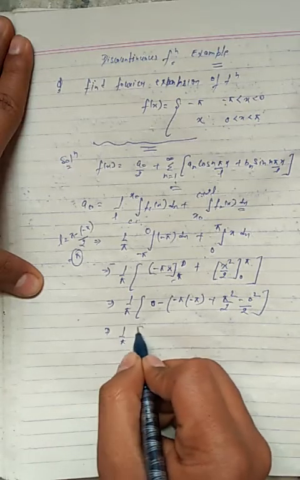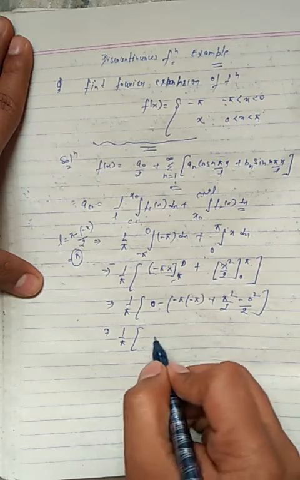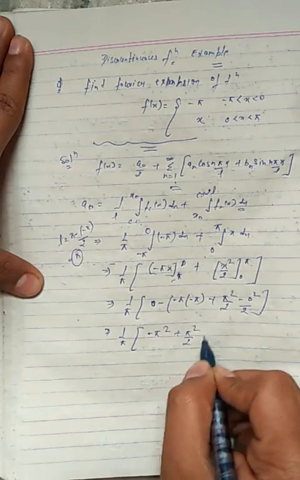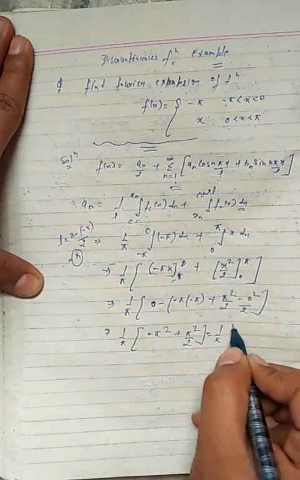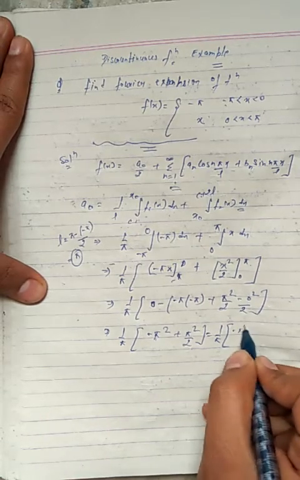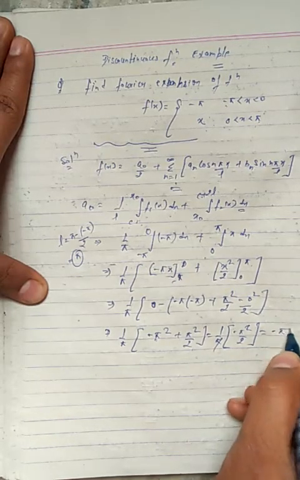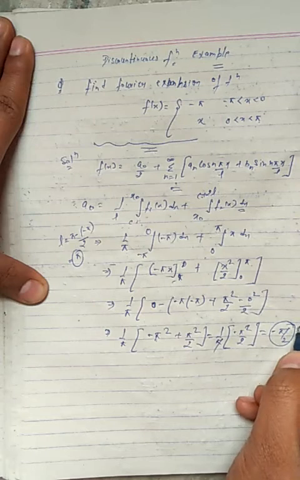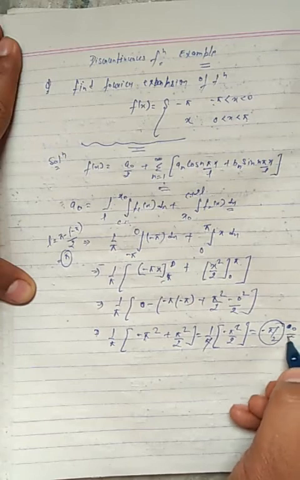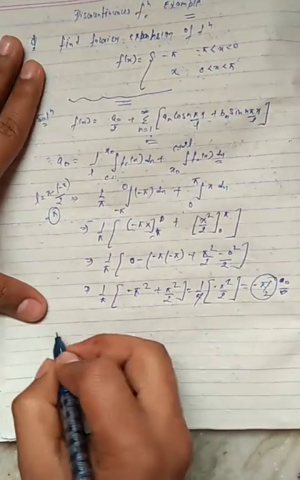Now 1 upon pi, 0 minus minus, that is minus pi square, plus pi square by 2. This implies 1 upon pi as it is, pi square minus pi square plus pi square by 2, that is minus pi square by 2. Pi from pi cancel, that is minus pi by 2. It is a naught. Now we have to calculate the value of a_n.